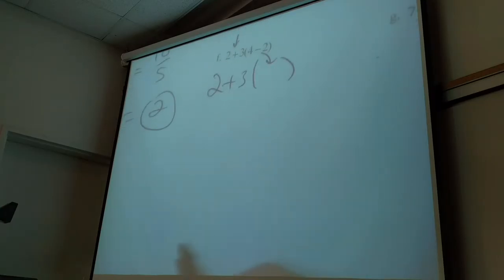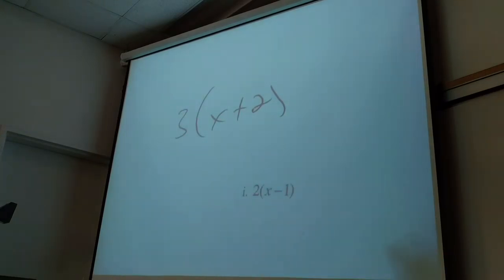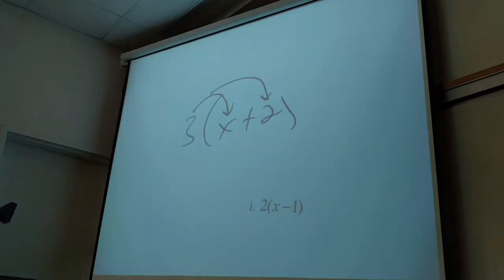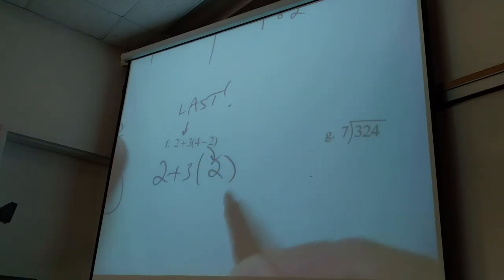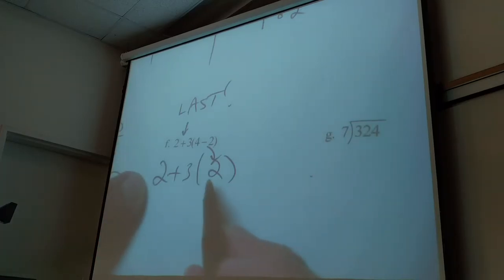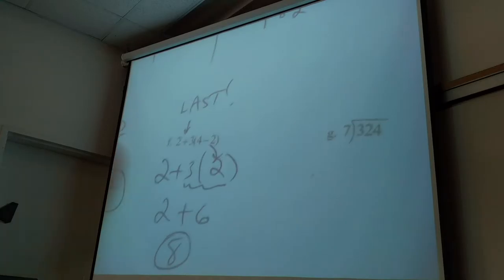Right? So distribution is normally used when I have something like this. What is x plus 2? I don't know. It's pineapple. So then you have to do this, right? If you don't have unknowns inside, why would you do it? 4 minus 2 is? 3. I love you guys. And now you can do 3 times 2. 6. And now we're going to do the addition last like we knew.